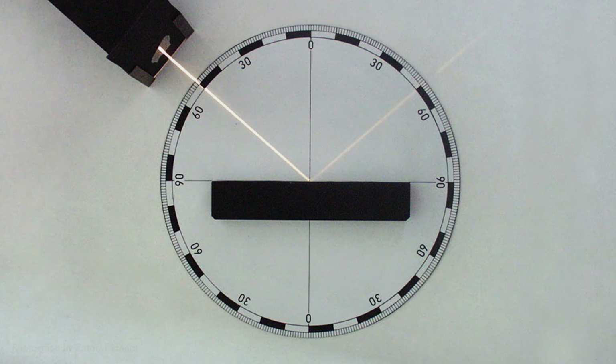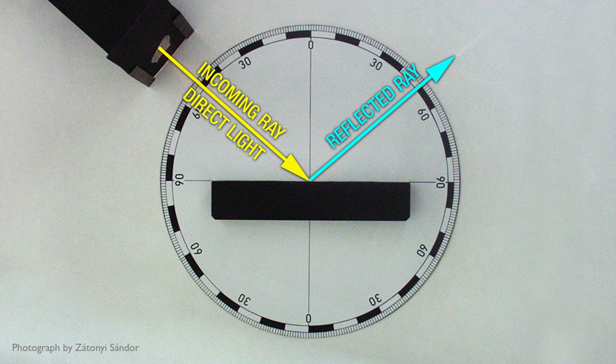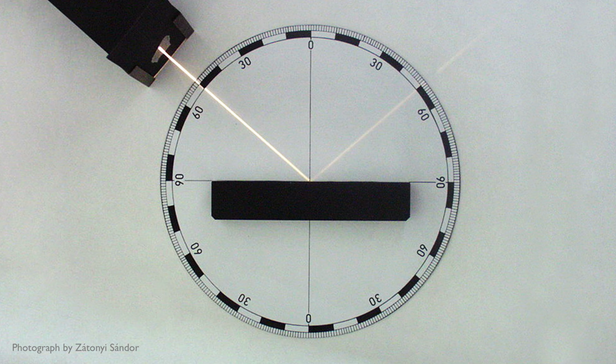A useful way to study it is with a laser and a mirror. This is the incoming light ray. We can call it direct light because it's coming directly from the light source, whether that's a sun or a laser or anything else. And here is the reflected light ray. We can call this indirect light. Notice that the reflected ray is weaker. Every reflection or every bounce costs energy and weakens the light.